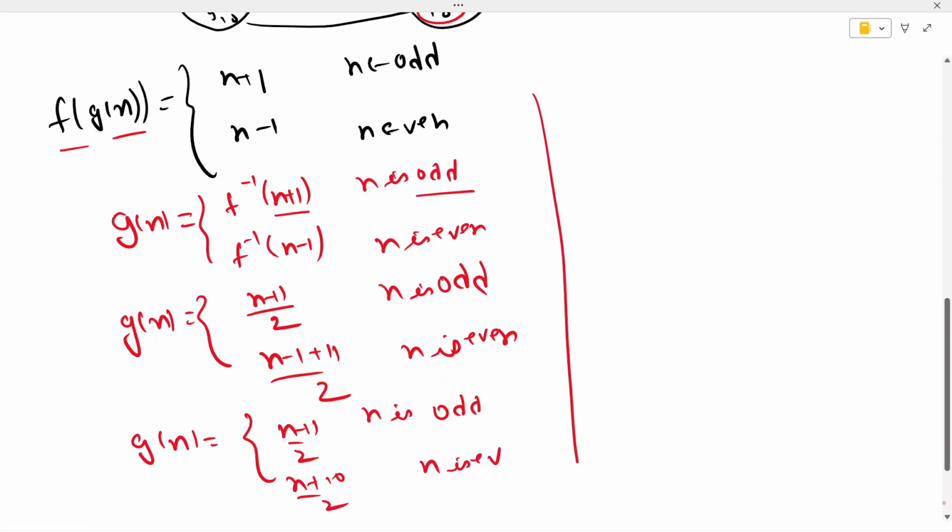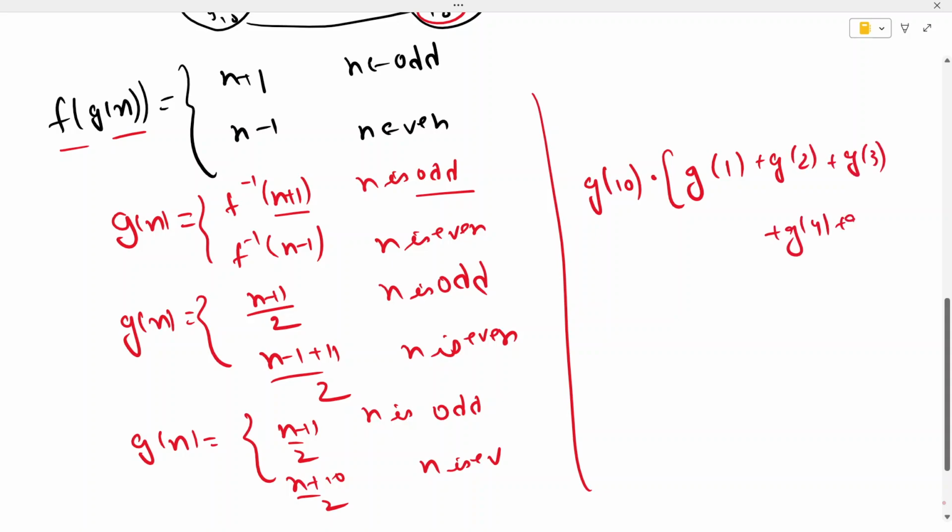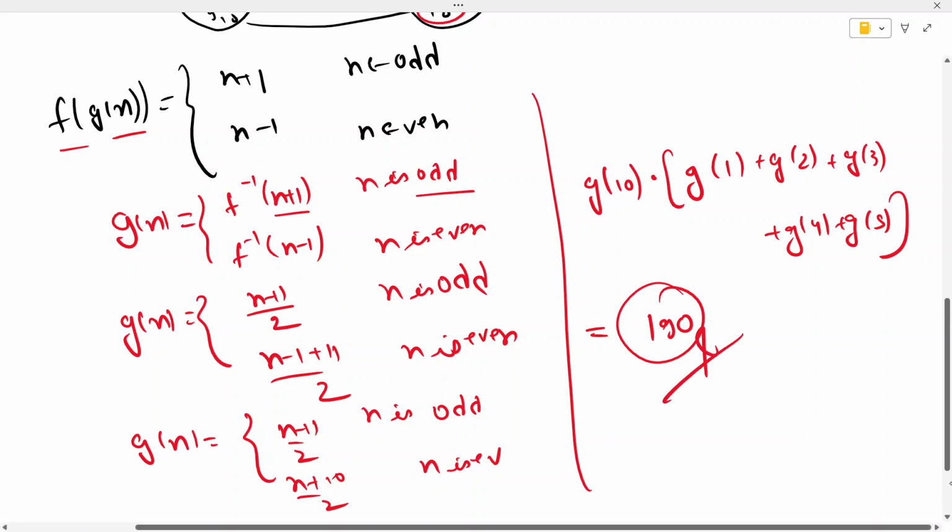Now we have to evaluate G10 times G1, G2 plus G3 plus G4 plus G5. Just evaluate this. When you substitute the required values, you get 190 as the required answer.